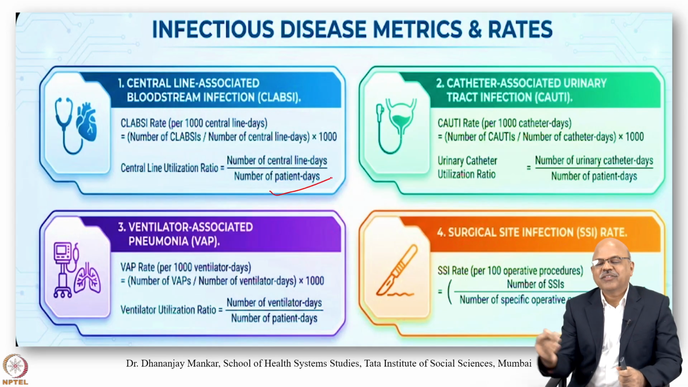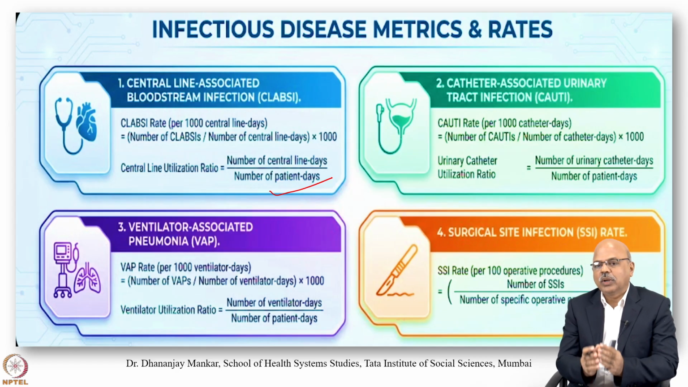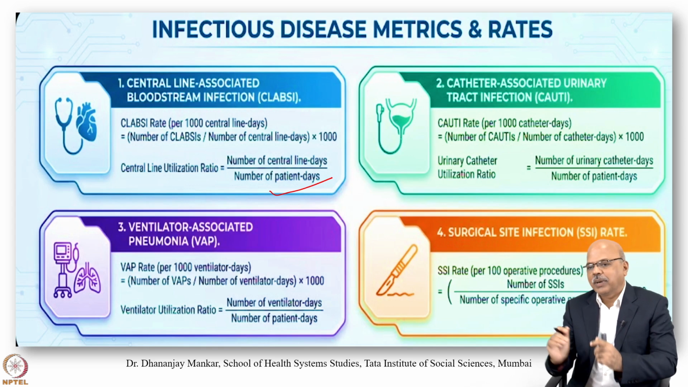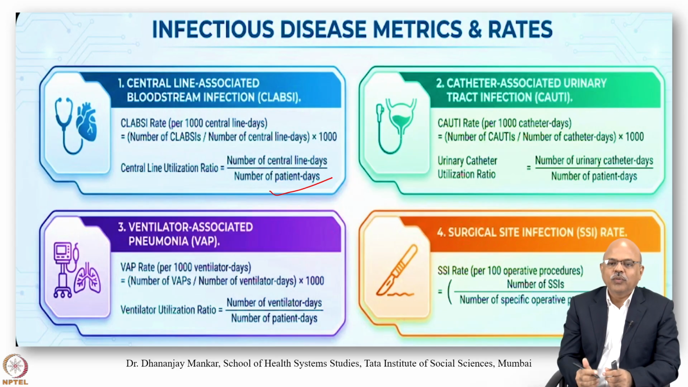The next is the catheter associated urinary tract infection, which, after CLABSI, you may come across as a major infection. The CAUTI rate per 1000 catheter days is equal to the number of CAUTIs divided by the number of catheter days, multiplied by 1000. The urinary catheter utilization ratio is equal to the number of urinary catheter days divided by the number of patient days.